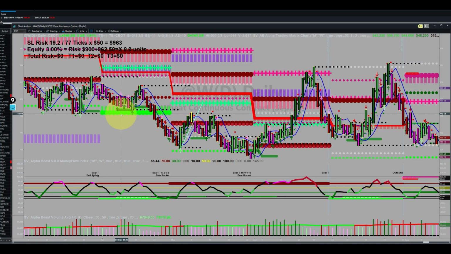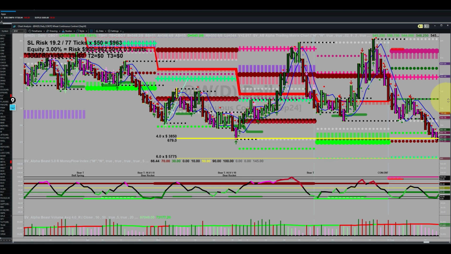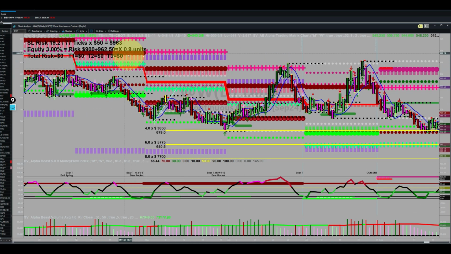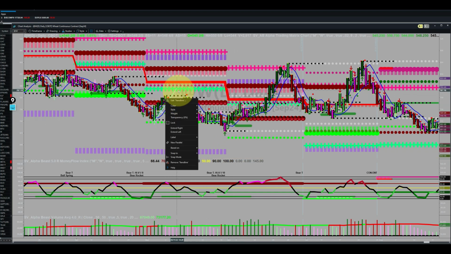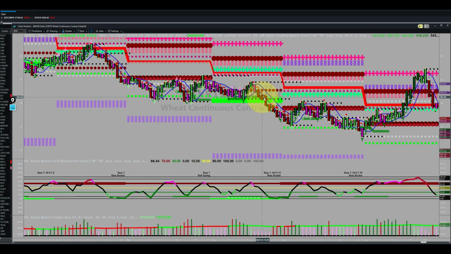So what happens here? You are risking $963. Okay, I don't know if you can see it. You will be risking $963 to make $3,850, and it hits your target. It's that simple. It takes practice. It takes some good discipline to follow through when you see these different trending markets.